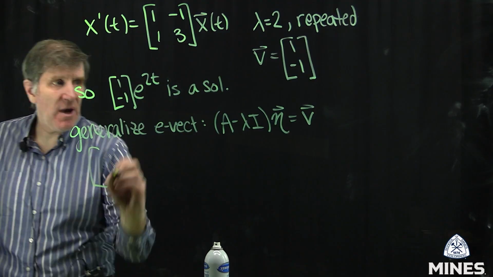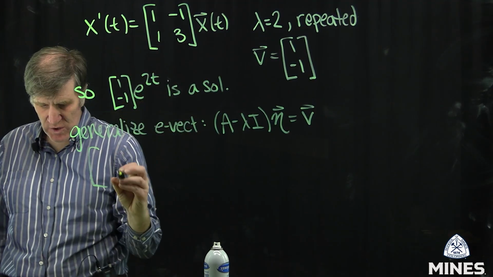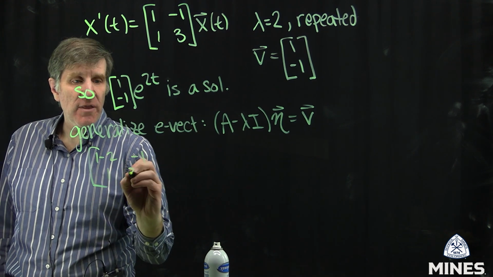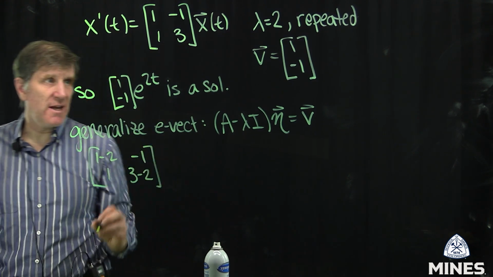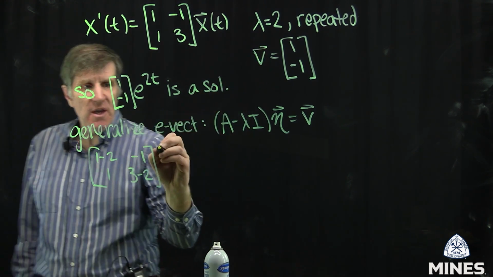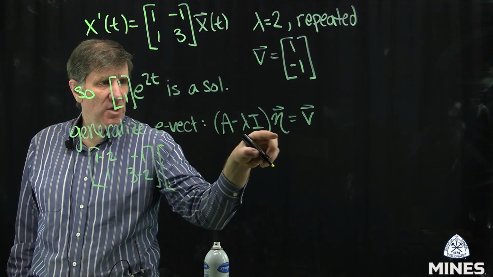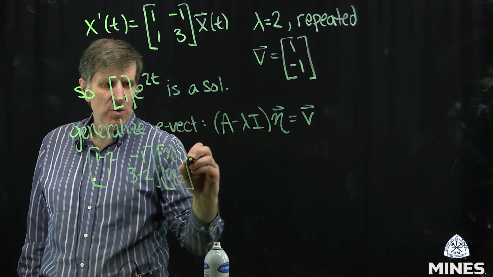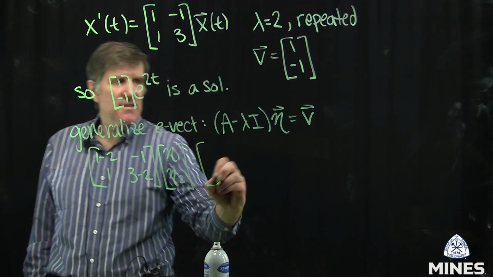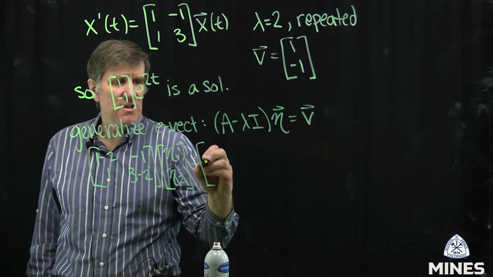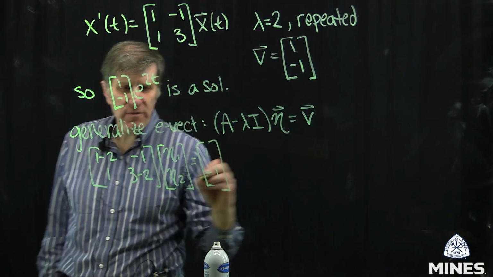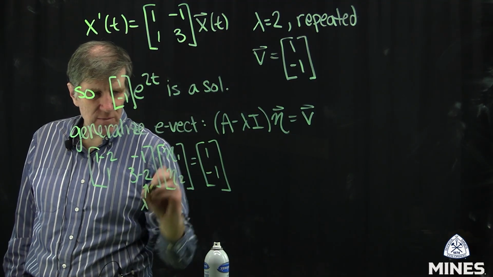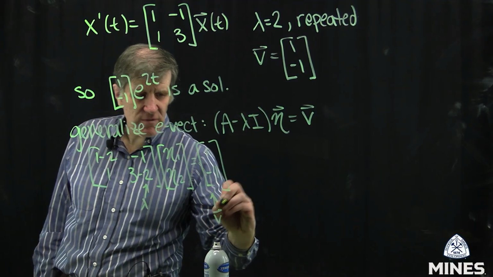We have the A minus lambda I, so that's 1 minus 2, comma, negative 1, 1, and then 3 minus 2. That's A minus lambda I with lambda equals 2. Our generalized eigenvector we call eta, so eta 1 and eta 2. And then on the right-hand side is the eigenvector. Instead of a 0, it's 1, negative 1. It's the eigenvector v.